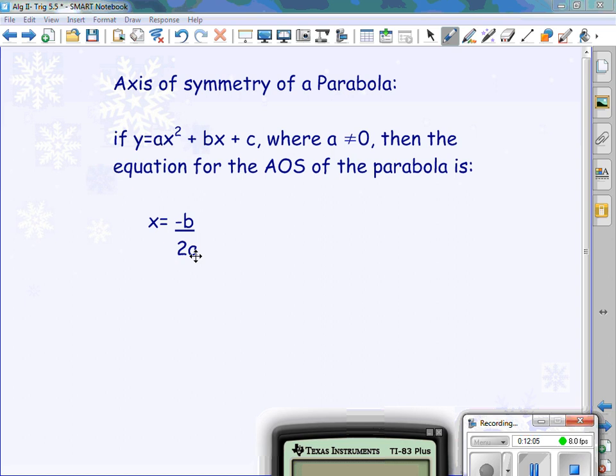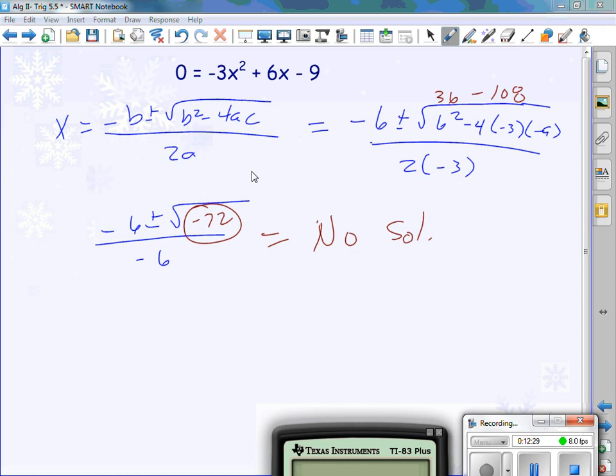Now, if I look at this, what's an AOS? Okay, what is an axis of symmetry? What does that mean, though? What does the axis of symmetry really do? It cuts the parabola in half. I have negative b over 2a. That comes from the beginning of this.